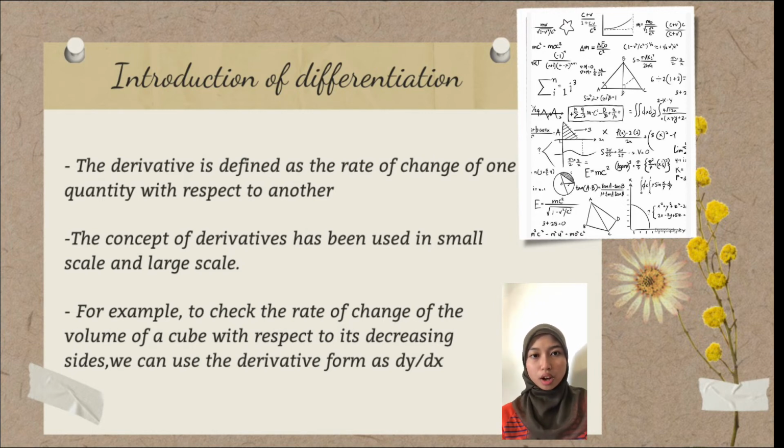The concept of derivative is used in many ways, such as change of temperature or rate of change of shapes and size of an object depending on the condition. For example, to check the rate of change of the volume of a cube with respect to its decreasing size, we can use the derivative form dy over dx, where dy represents the rate of change of volume of the cube and dx represents the change of size of the cube.